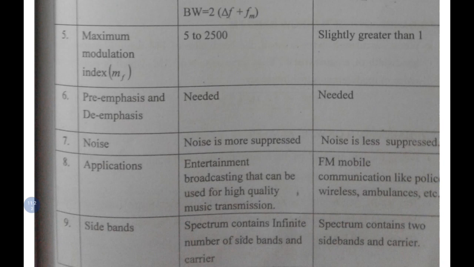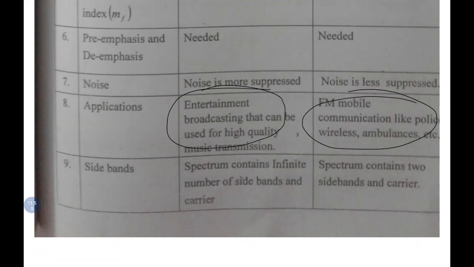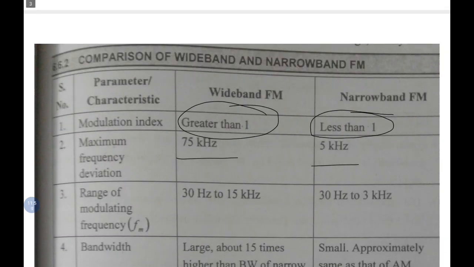Application wise, this is a very important point you have to notice. Wideband FM is highly useful in entertainment broadcasting, used for high quality music transmissions. Narrowband FM is used in FM mobile communication like police and wireless ambulances. So application wise questions you can definitely expect. Study this table once again so that you can find some comparisons between wideband FM and narrowband FM.